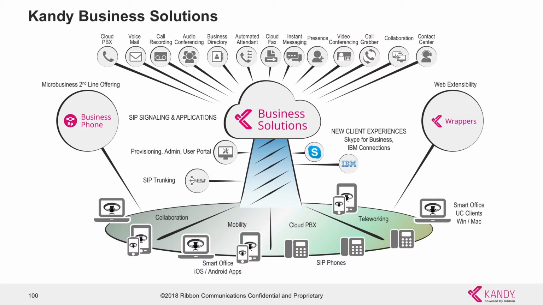The solution includes administration portals that allow the management of users and capabilities based on the different layers of responsibility at the service provider level, reseller level, enterprise level, department level, or end user level. It also includes a SIP trunking as a service offering to allow global connectivity and also new client experiences like we mentioned in Lesson 5 that include the mashups of Skype for Business or IBM.